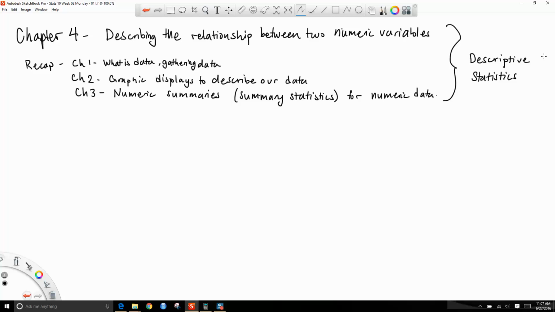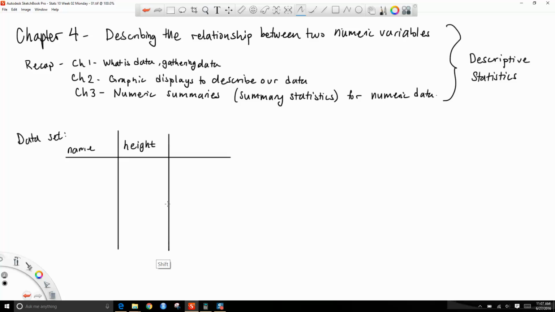All right, so we're going to describe the relationship between two numeric variables. Imagine we have some kind of data set. Maybe what we are going to record is someone's name, and then we're going to record two numeric variables. We will record someone's height, and then we'll record their weight. These will be numeric.